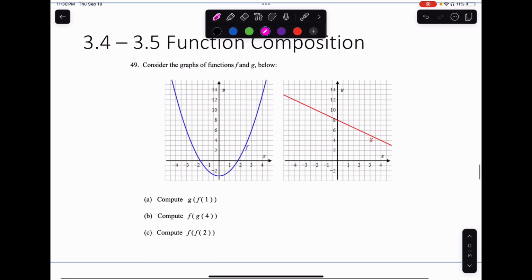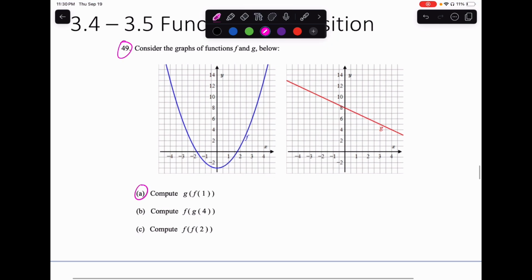For this one, I pulled number 49 from the review sheet, so we can look at graphs and composite functions. The first one, A, says compute g of f of 1. So the first thing we want to do is, well, what is f of 1? We look, the blue graph is our f. So when x is 1, f of 1 is equal to -2. So with an input of 1 into f of x, we got an output of -2.